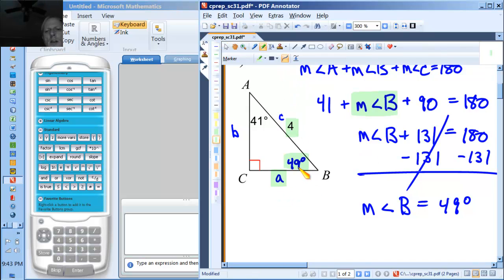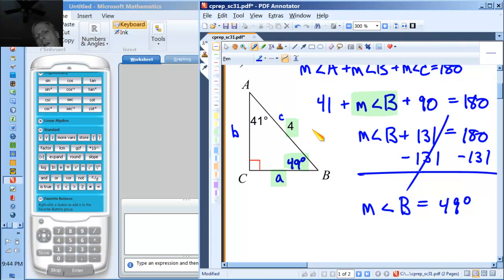I'm talking about the 49-degree angle. So I need to decide what the side is that has a length of 4 relative to the 49-degree angle. Well, that's pretty easy. It's the hypotenuse, right? The hypotenuse is always the longest side of the triangle.